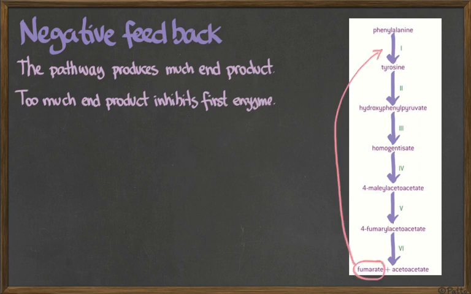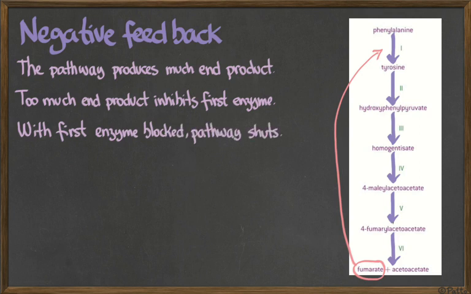What is the reaction that has to be done? Hey, slow this down. So enzyme number 1 is then blocked by fumarate. The first enzyme is blocked, the pathway shuts down. If the pathway shuts down, you reduce the amount of product in the end. So too much product makes it react to lower it down. That's just what happened over here.